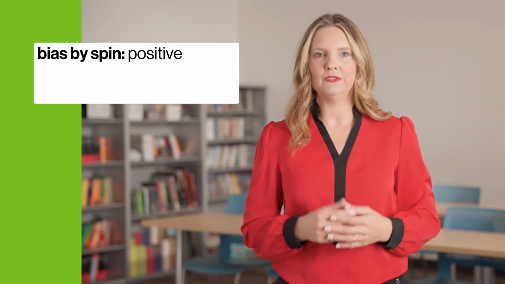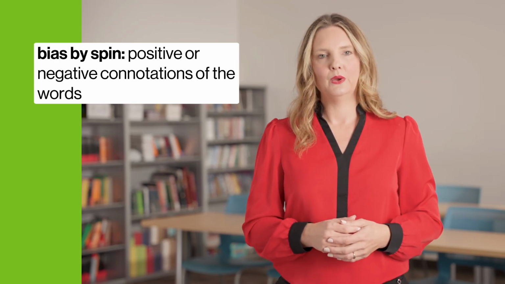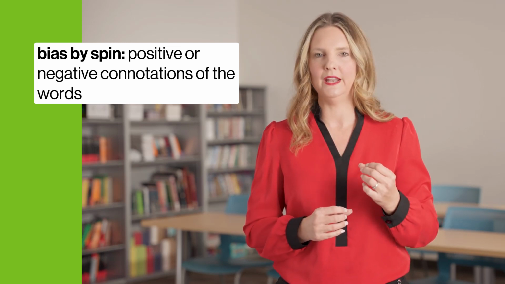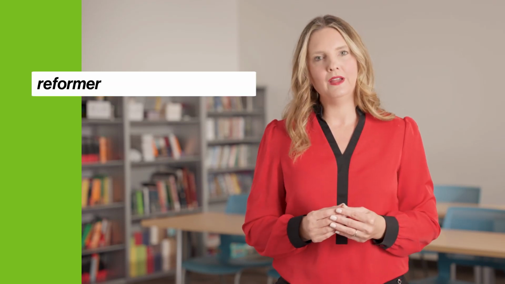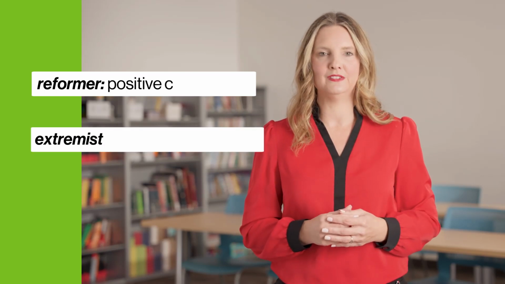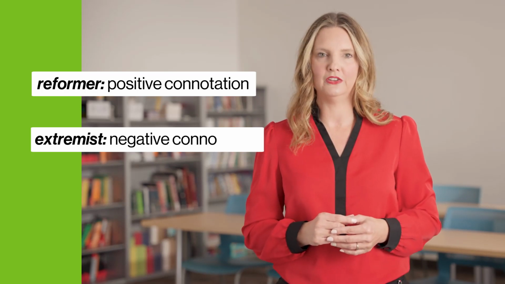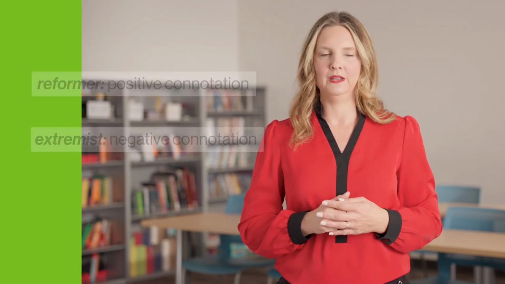Bias by spin involves the positive or negative connotations of the words in media sources. That is, when media sources influence their audience by choosing words that express positive or negative feelings about a topic, that is bias by spin. For example, one media source might call an election candidate a reformer, while another might call the same candidate an extremist. Reformer has a positive connotation of someone who wants to fix problems. Extremist has the negative connotation of someone with dangerous beliefs. Both words show bias by spin.